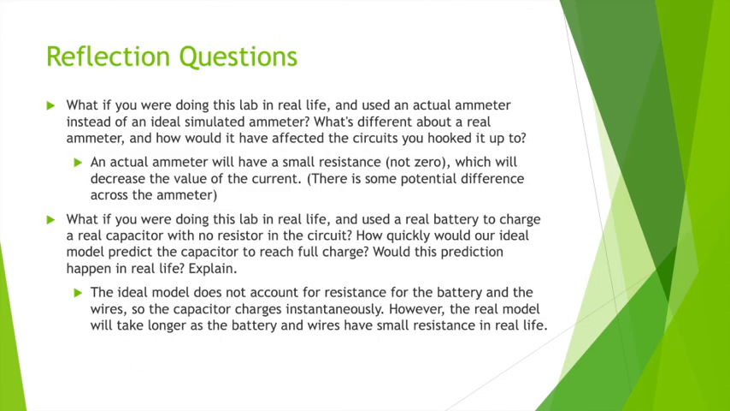And now some of the reflection questions. The first one is, what if we were doing this lab in real life? How would that be different using a real setup versus an ideal simulator? Since the ammeter has a small resistance that is not zero, it will decrease the value of the current. And similarly, what if you were doing this lab in real life and used a real battery to charge a real capacitor with no resistor in the circuit? How quickly would our ideal model predict the capacitor to reach a full charge? The ideal model does not account for resistance, so the capacitor would charge instantaneously. However, if we simulated this in a real scenario, it would take longer than the ideal model because the batteries and the wires have a small resistance in real life that is not zero.